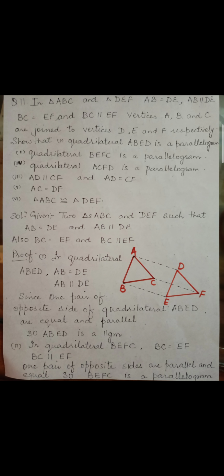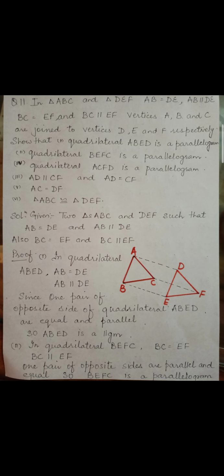Then, ACFD is a parallelogram. Then AC is equal to DF. And then the last is we have to prove triangle ABC congruent to triangle DEF. This is the main motive, to prove triangle ABC congruent to triangle DEF, that we prove all the above steps. So we will prove it step by step.